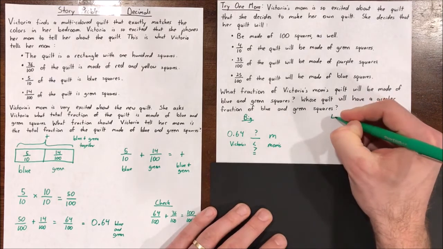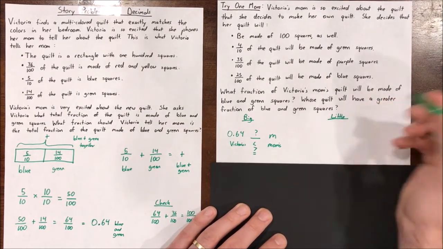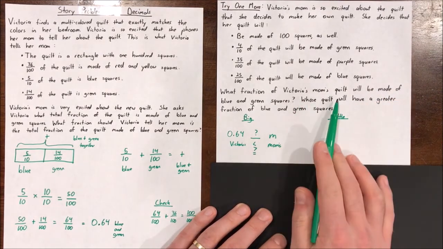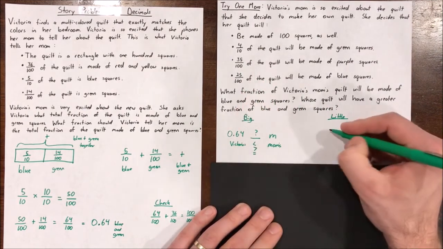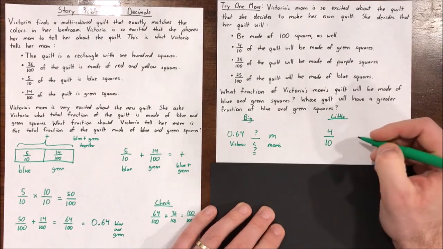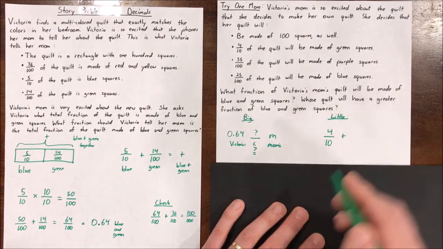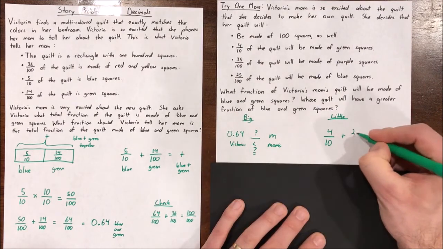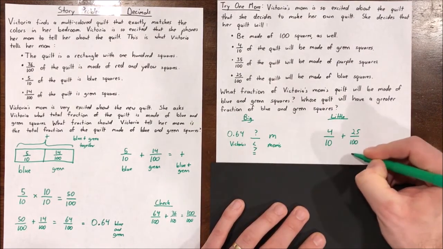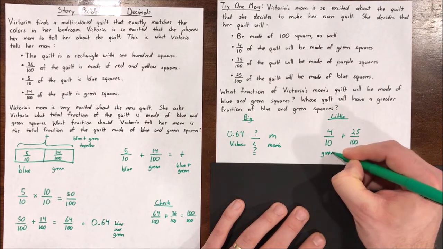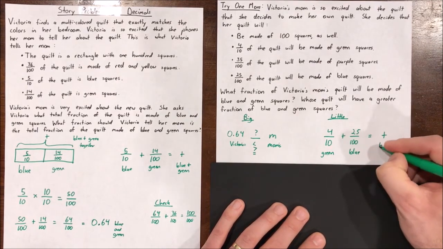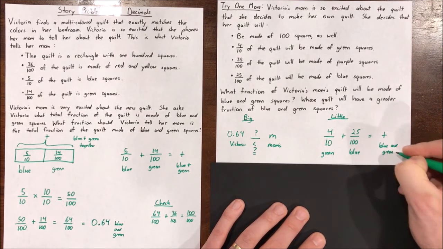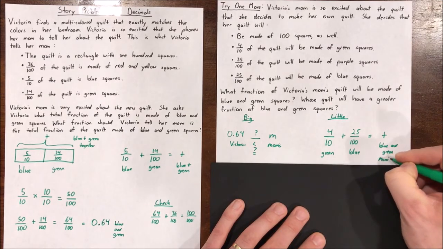Right. Our little question is we need to know what fraction of the quilt is actually going to be made of blue and green squares. And we know from the problem that 4/10 are made of green squares on Victoria's mom's quilt, and we know that 25/100ths are made of blue. So if we combine those two amounts, that will tell us the total blue and green for mom's quilt.